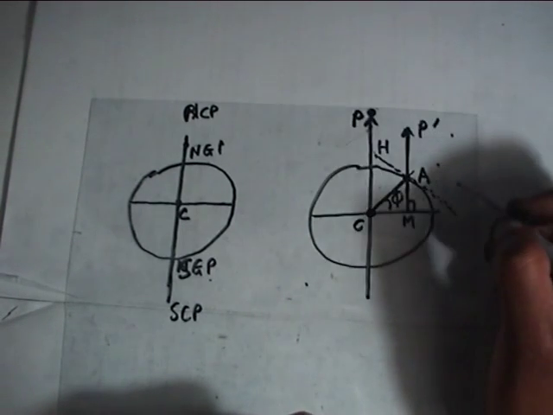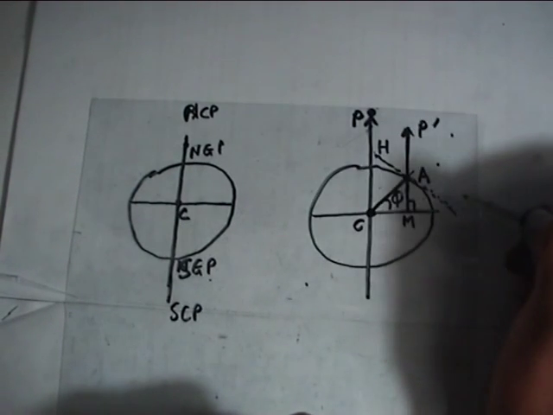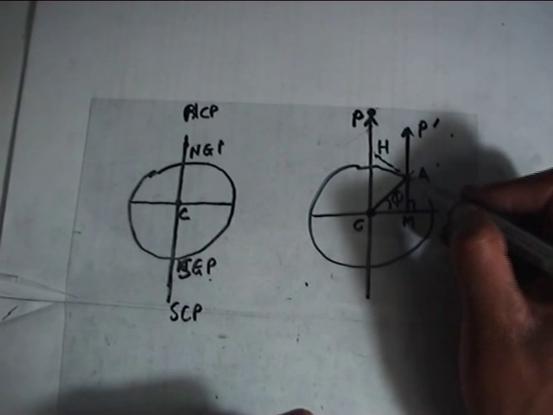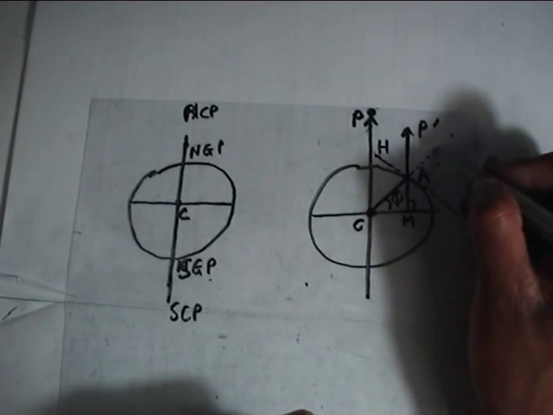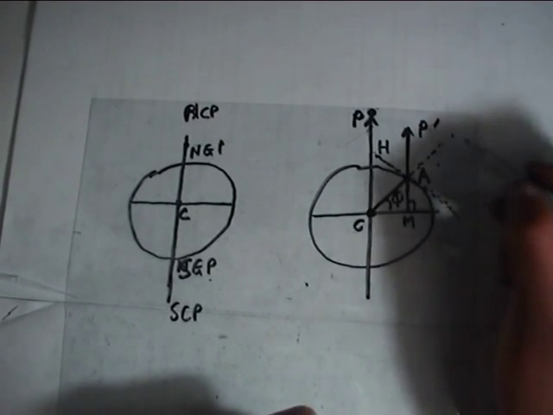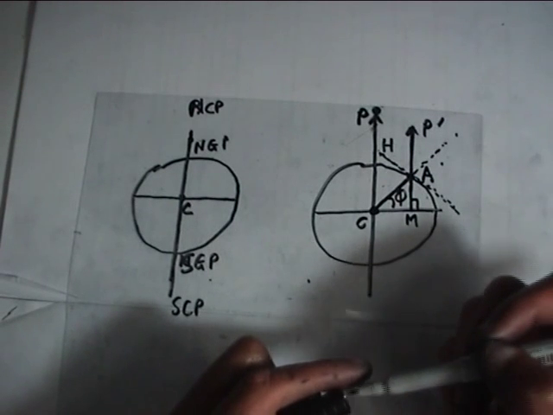So hence, now we are going to have our horizon H. Now, can you see something? Let me see if I can best draw what I want you to see.